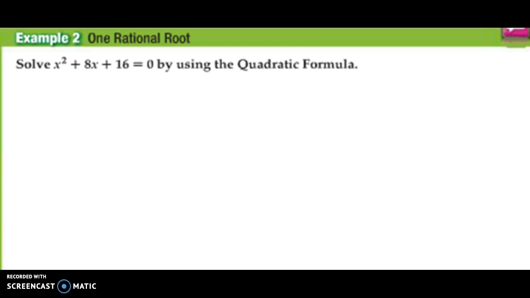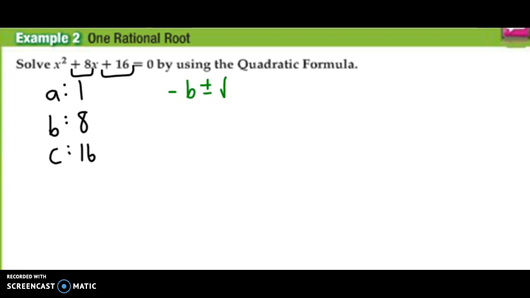Now, let's look at this one right here. x squared plus 8x plus 16 equals 0. Again, I find out what my a is. a is 1. b is positive 8, so I'll just write 8. And c is positive 16, so I'll write 16. I plug them into the quadratic formula. Again, negative b plus or minus the square root of b squared minus 4ac all over 2a.